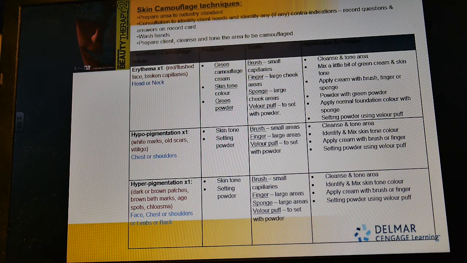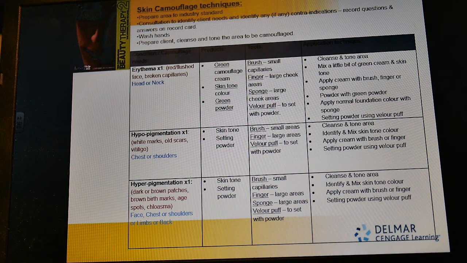So I've got erythema. Okay, for example, you would need green colour corrector, you'd need your skin colour match colour, and then the tools: you've got the brush, you've got fingers, you've got the sponge, you've got the velour puff. Okay, I tend to use all of them, so that's why I've put them all in there. Okay, and then I've got the application technique.